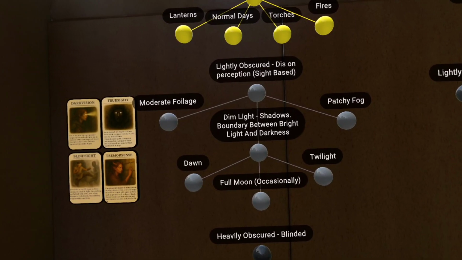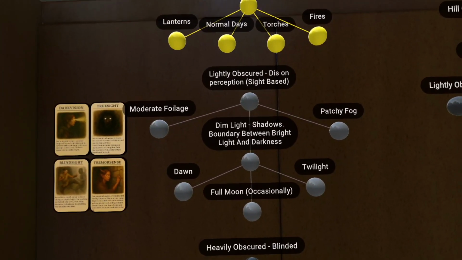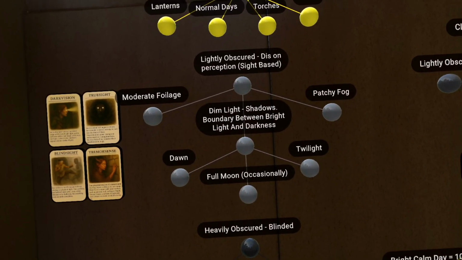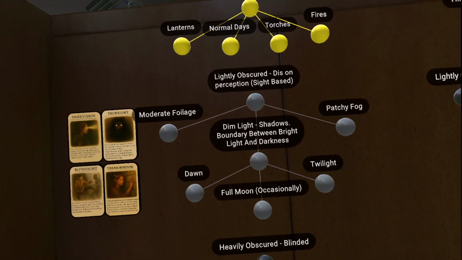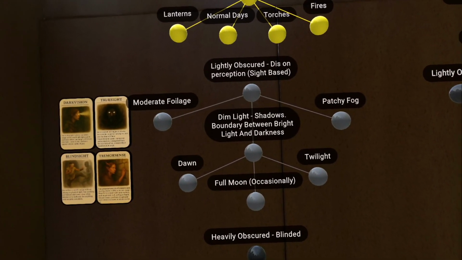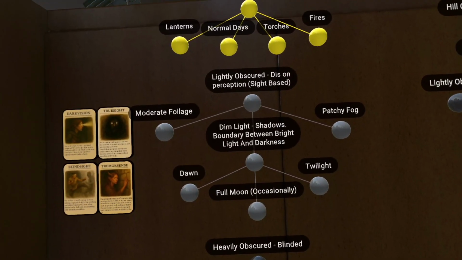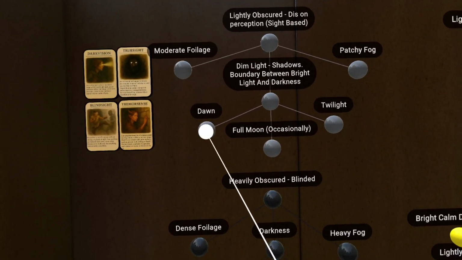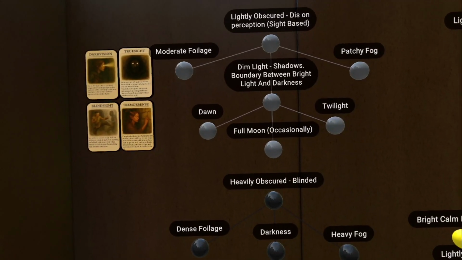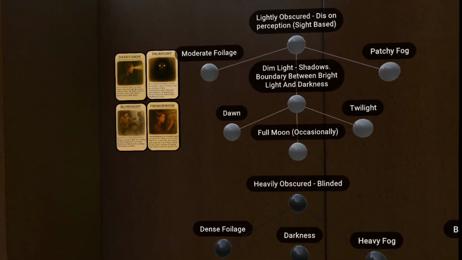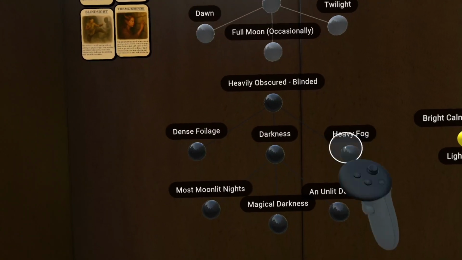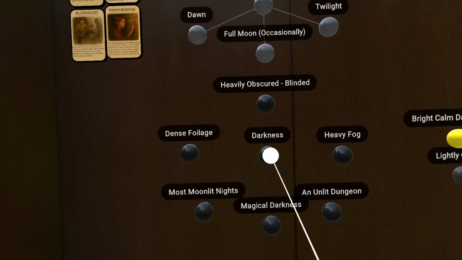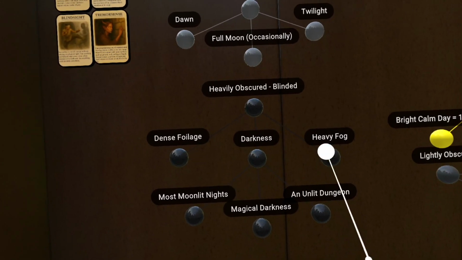I can think about this map wherever. I don't have to have my manual with me or anything like that, or D&D Beyond, or whatever it is you use. I can just close my eyes and be in this room and be remembering this stuff, right? So dim light is dawn, twilight, full moon occasionally. Heavily obscured here, I've obviously used the black colour for that. And that is, you know, it could be darkness, dense foliage, heavy fog.